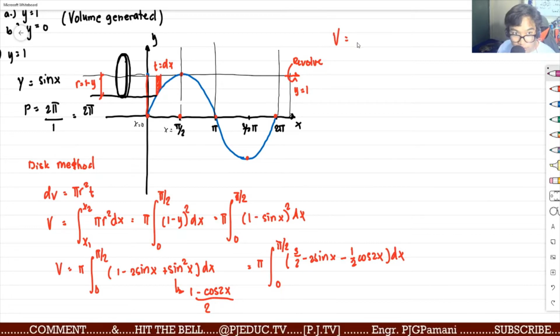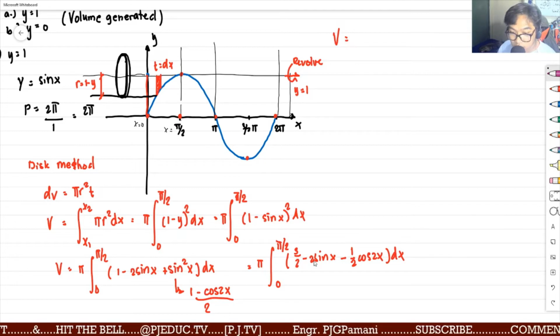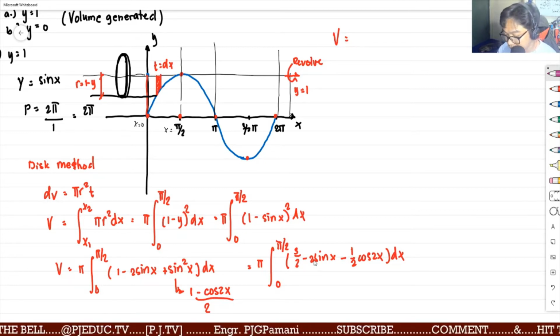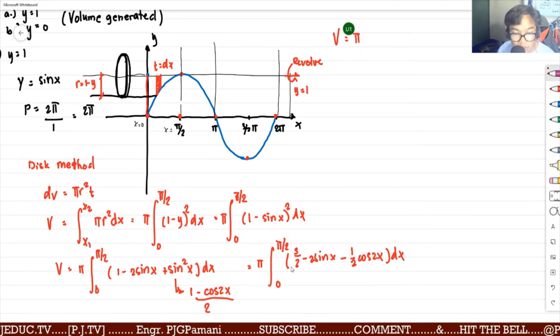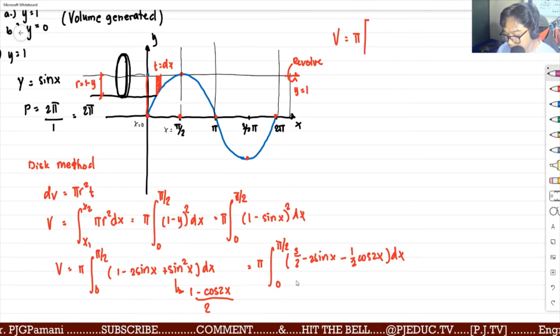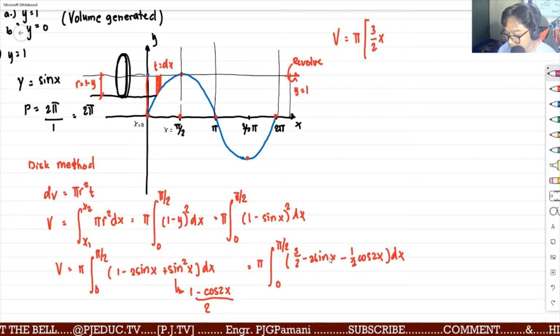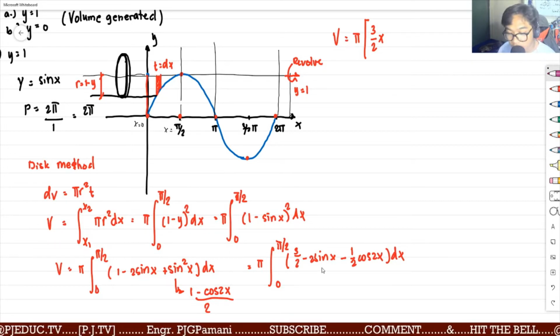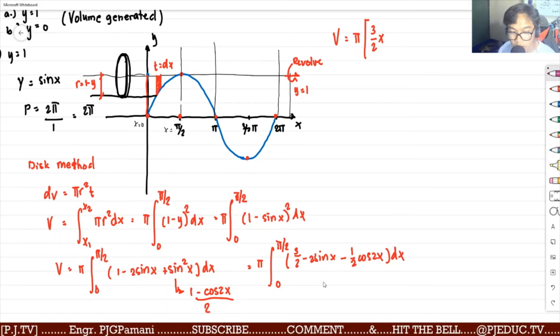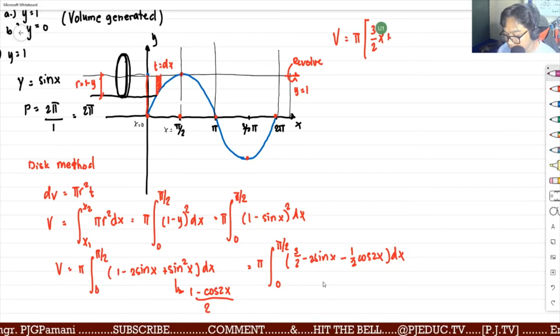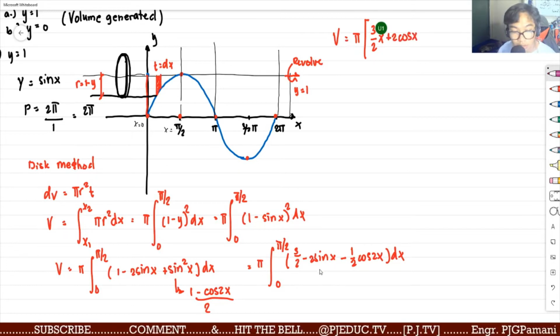Using this method, introduce natin si integral sign. Tayo na mag-isa-isa. Integral of 3 half dx, that is 3 half x. Integral of sine x, that is negative cosine, so positive 2 cosine x.